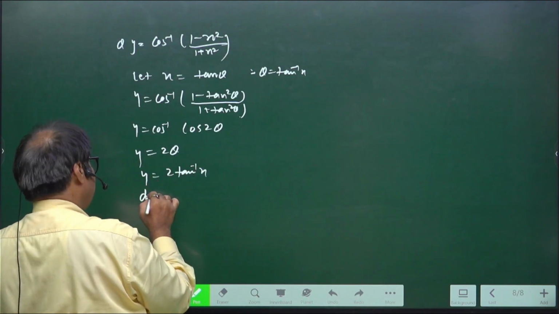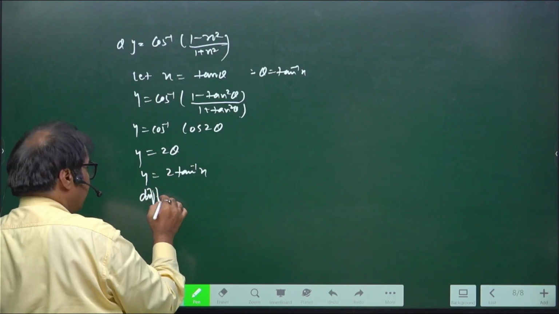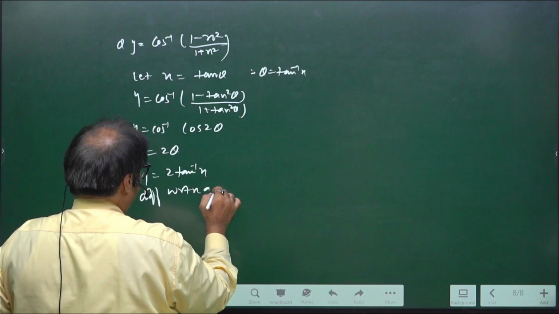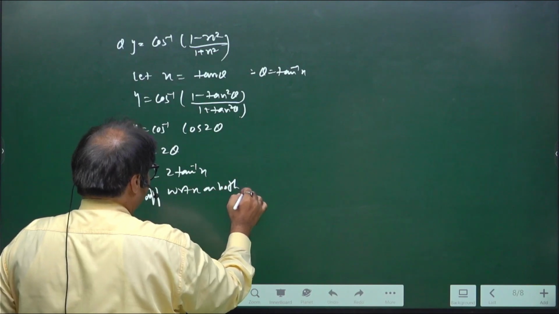So now differentiate on both sides. Differentiate with respect to x on both sides. Okay.